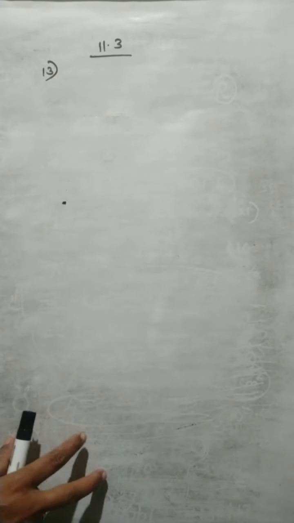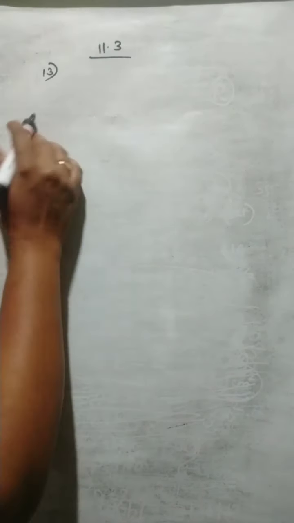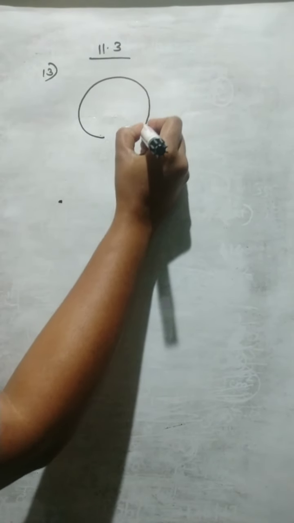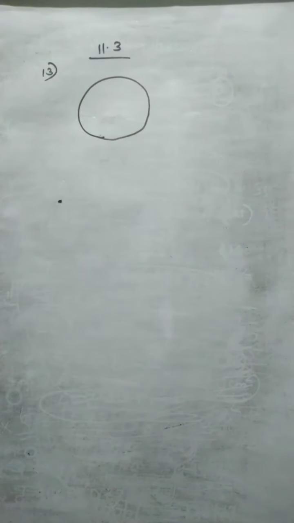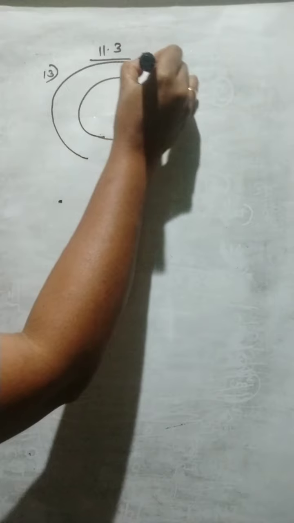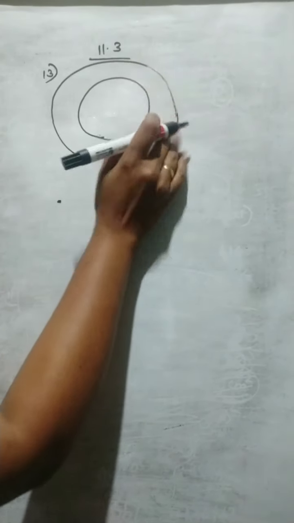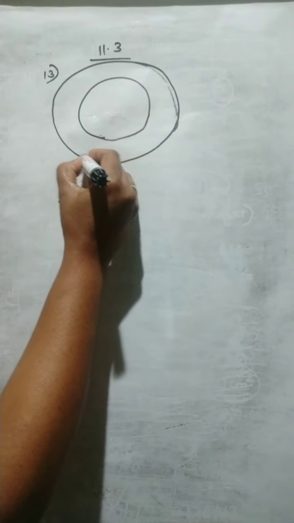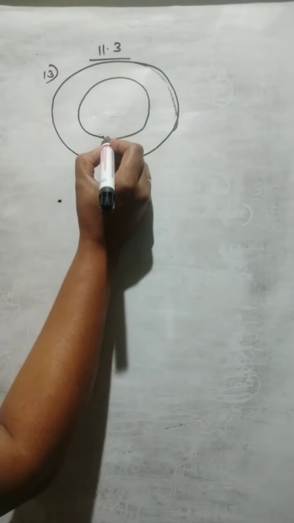Now 11.3 question number 13. A circular flower bed is surrounded by a path 4 meter wide. That is, there is a circular flower bed. Then a path is there around this bed, with a width of 4 meter.